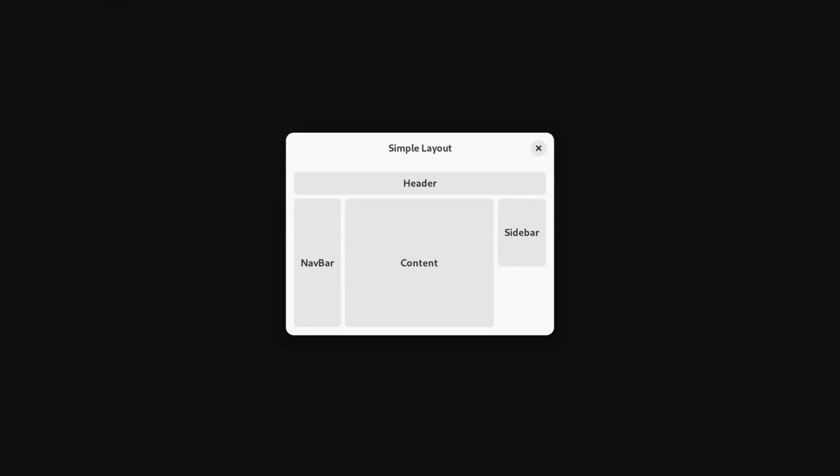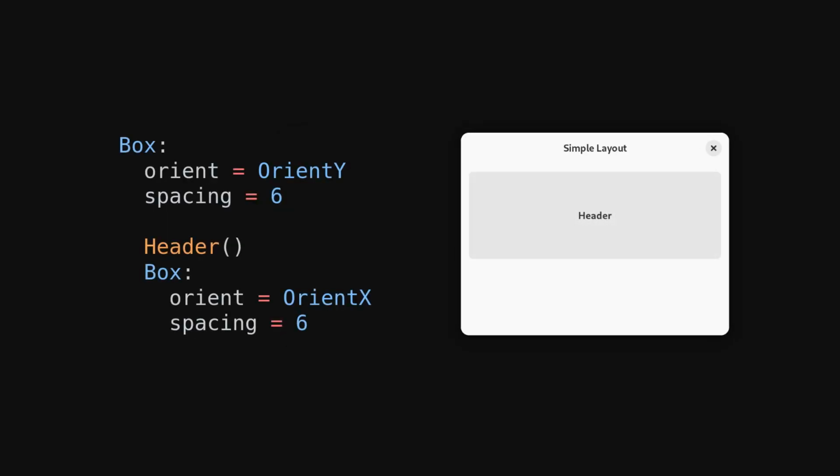Let's use multiple boxes to create a simple layout. Here we have a header bar at the top, a navigation bar on the left, the main content in the center, and a sidebar on the right. Note that the sidebar does not extend all the way to the bottom. We are going to use 2 boxes to create this layout.